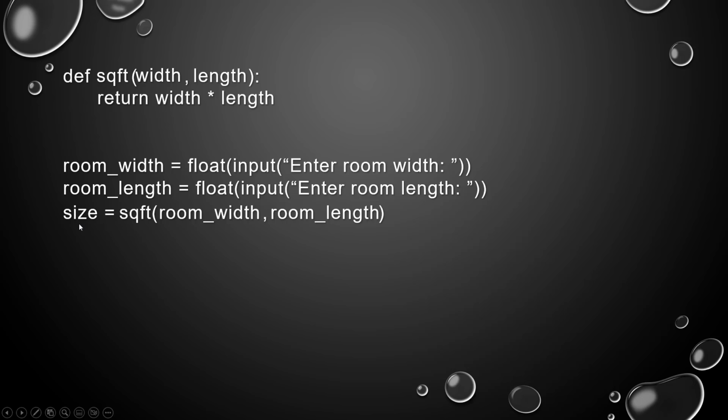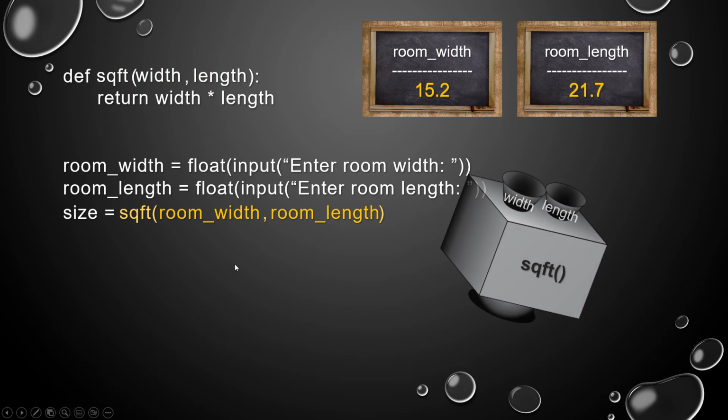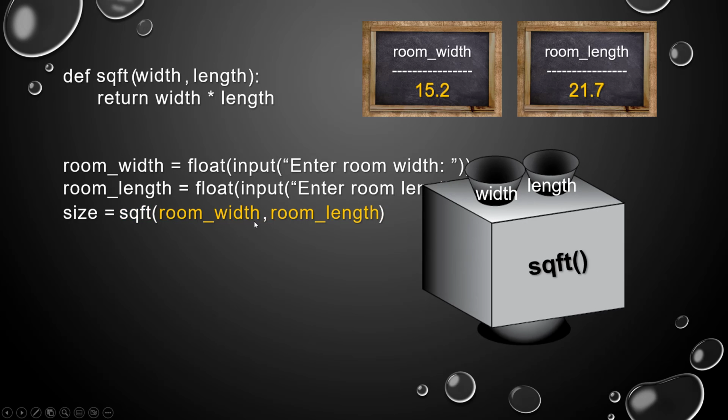Now we need to know the size, which we're going to get by calling the square foot function and giving it those values that we just got. So when we call the square foot function that we created, Python's going to go looking for that definition, which is here, and it matches it up. And the definition says, well, we need a width, and so it's going to match the width, the first parameter, to the first thing that we pass it, and it's going to match the length to the second thing that we pass it.